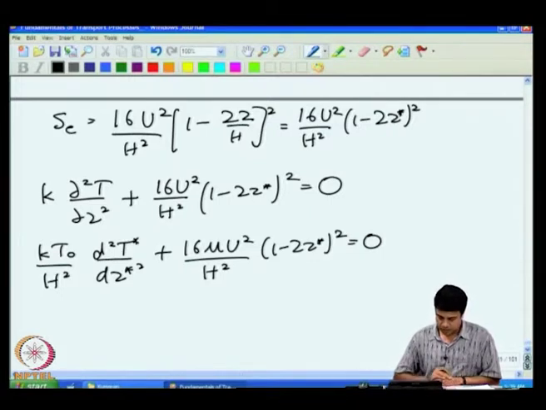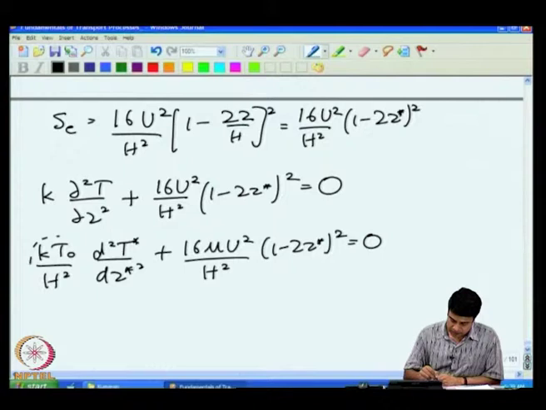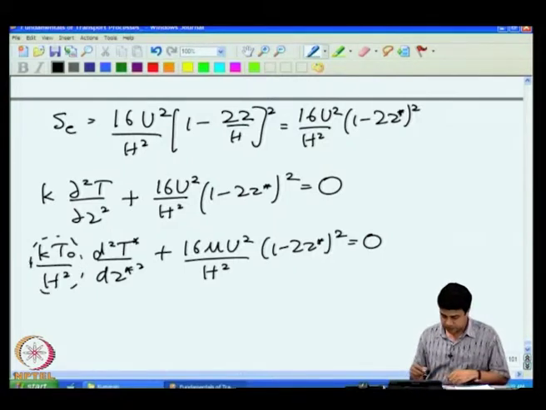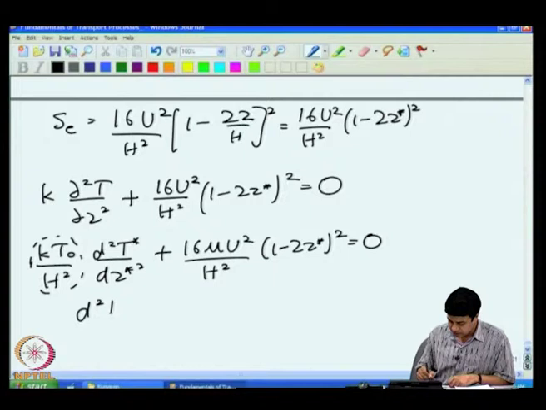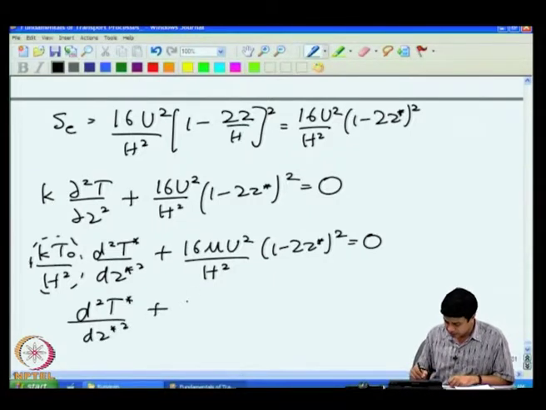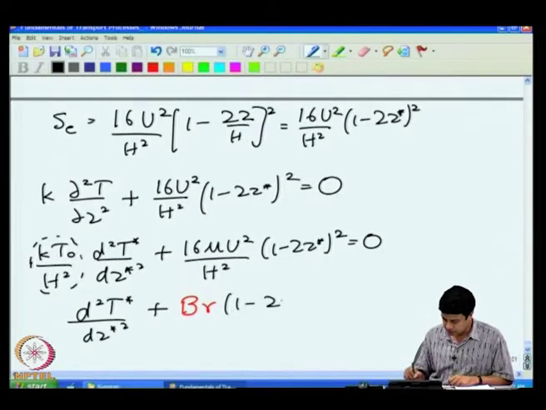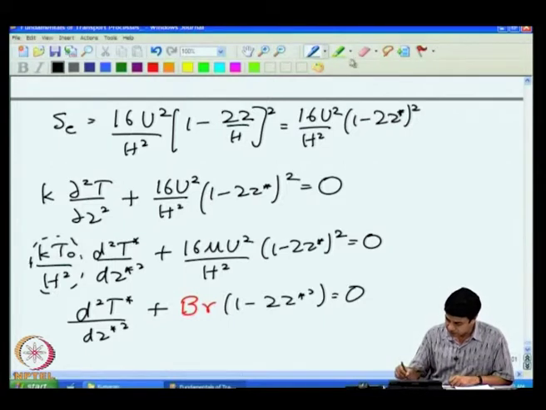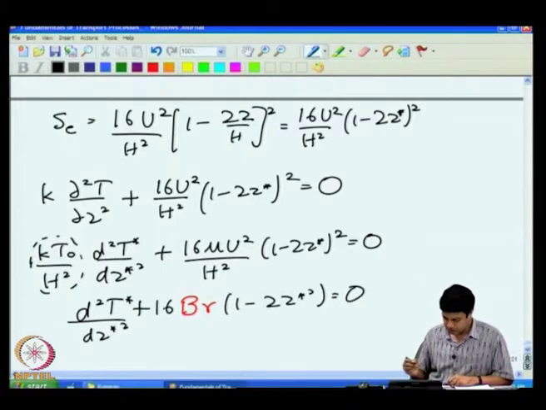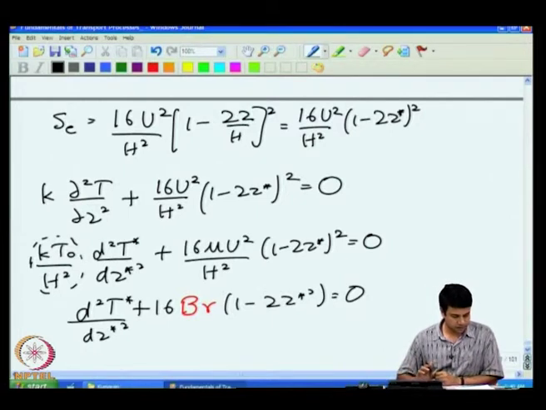And I can divide throughout by this first factor in order to get an equation of the form d square T star by dz star square plus a dimensionless number times (1 minus 2z star) square is equal to 0. This number is usually defined with a prefactor, so I will just leave that definition of the prefactor there.